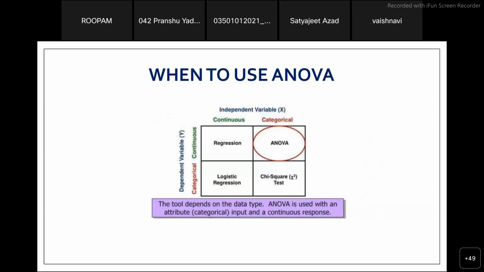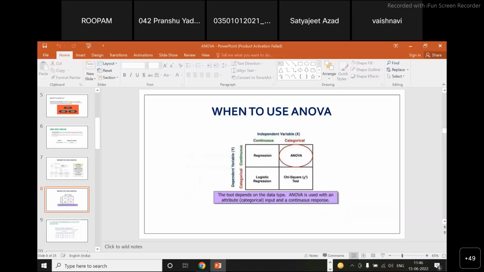So can anybody tell me what is a categorical variable? What are the categorical variables? Can anybody answer it? What is a categorical variable? Am I audible?